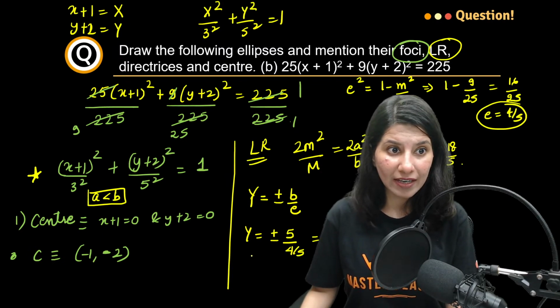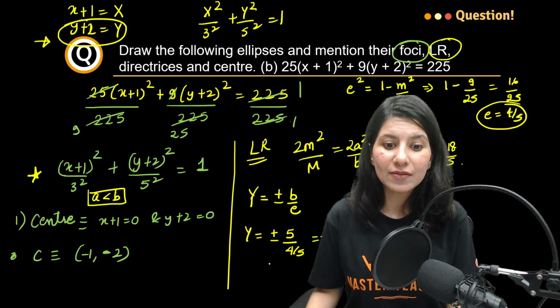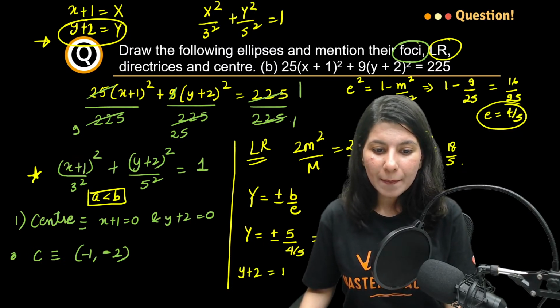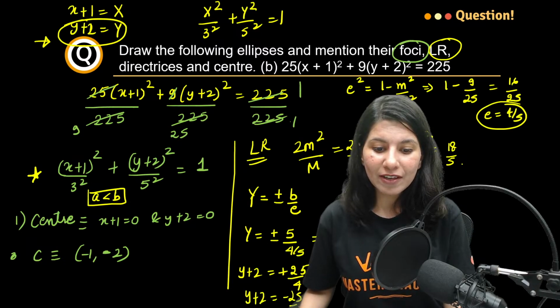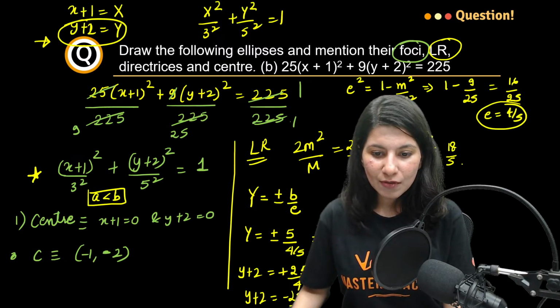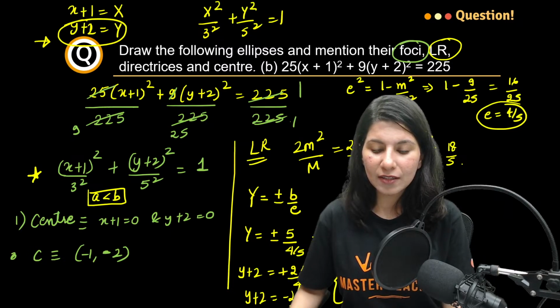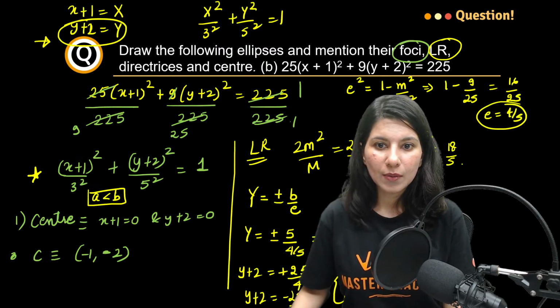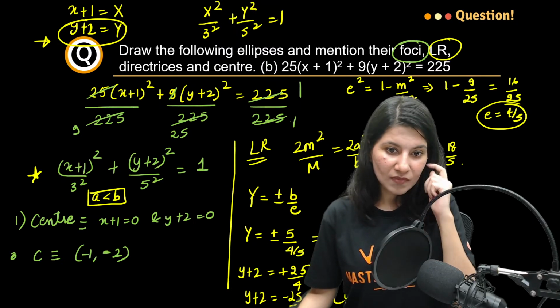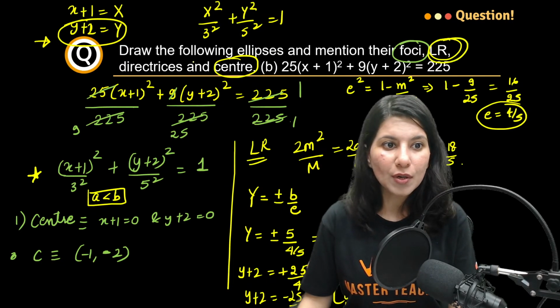Plus minus capital Y. Now capital Y is y plus 2. Can you see capital Y is y plus 2? So y plus 2 is plus 25 by 4 and y plus 2 is minus 25 by 4. You will solve both, and you will get the equations of the directrix. So y equals 25 by 4 minus 2, and y equals minus 2 minus 25 by 4. So these are the 2 directrices. I guess center is sorted, latus rectum is sorted, directrix is sorted.